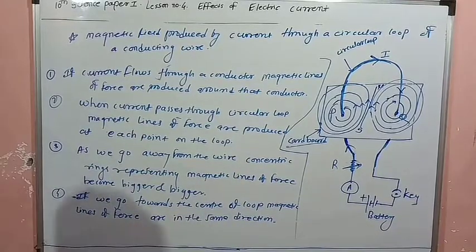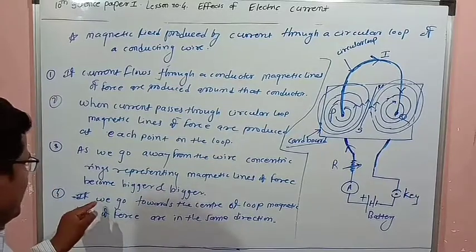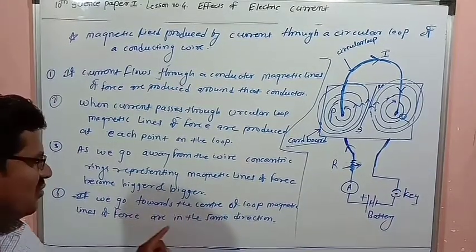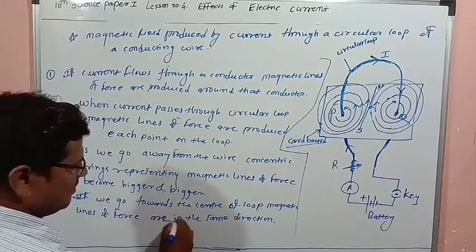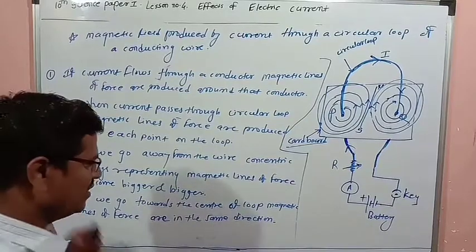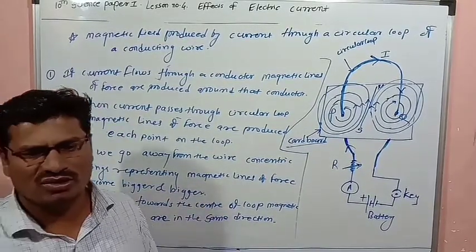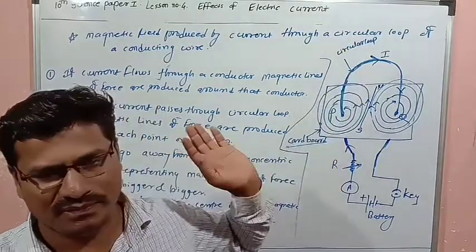Magnetic lines of force are in the same direction. So if we go toward the center of the loop, magnetic lines of force are in the same direction. So the direction of all the magnetic lines of force at the center is the same.